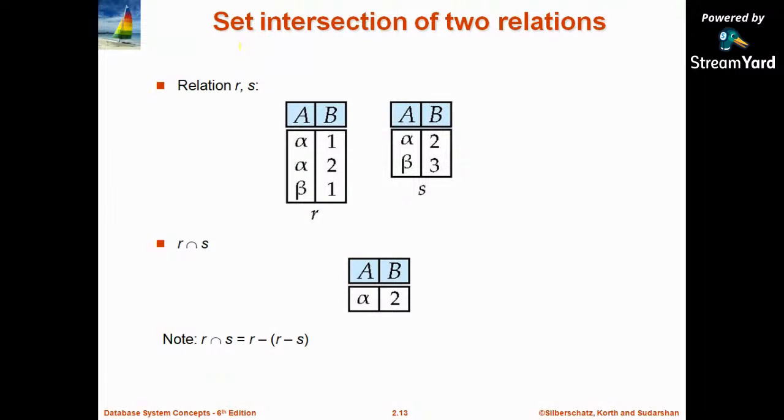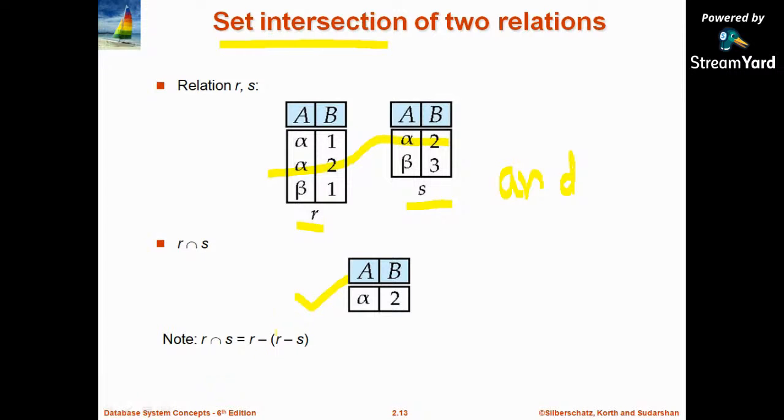Another binary operation is the set intersect operation. The set intersect operation takes the common entries which are present in both R and S. Alpha comma 1 is present in both, so you can take it. Alpha comma 2 is present in both, so you can take it. Beta comma 1 is not present in both, so you cannot take it. Only the common entries have to be taken.